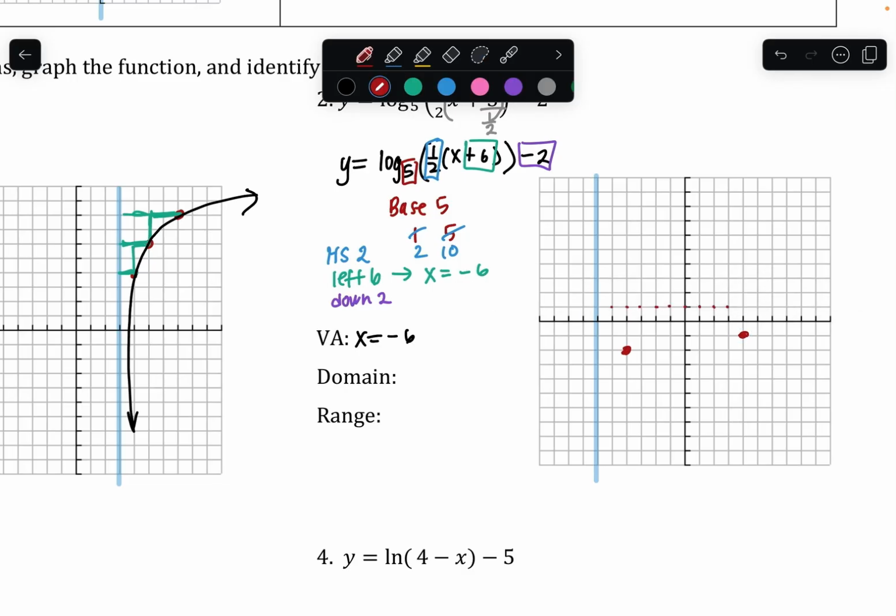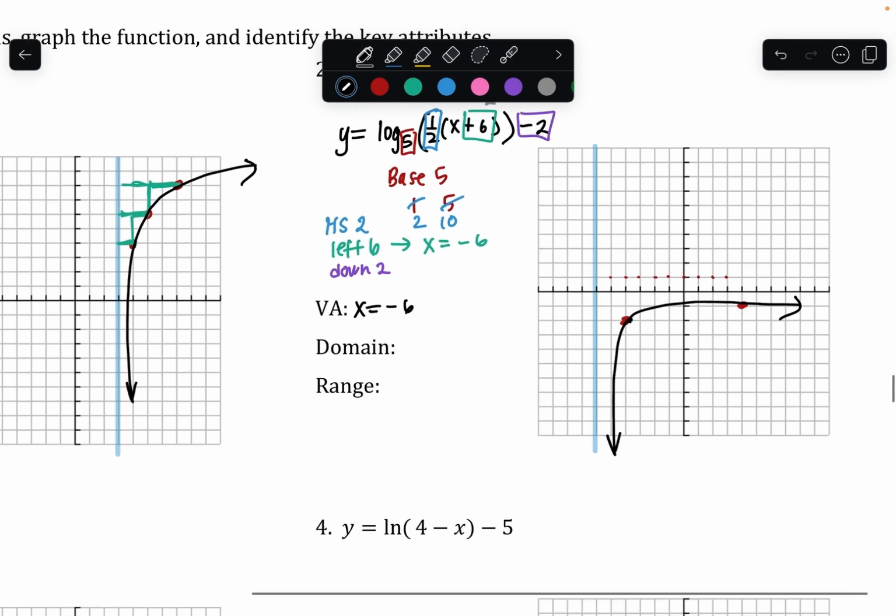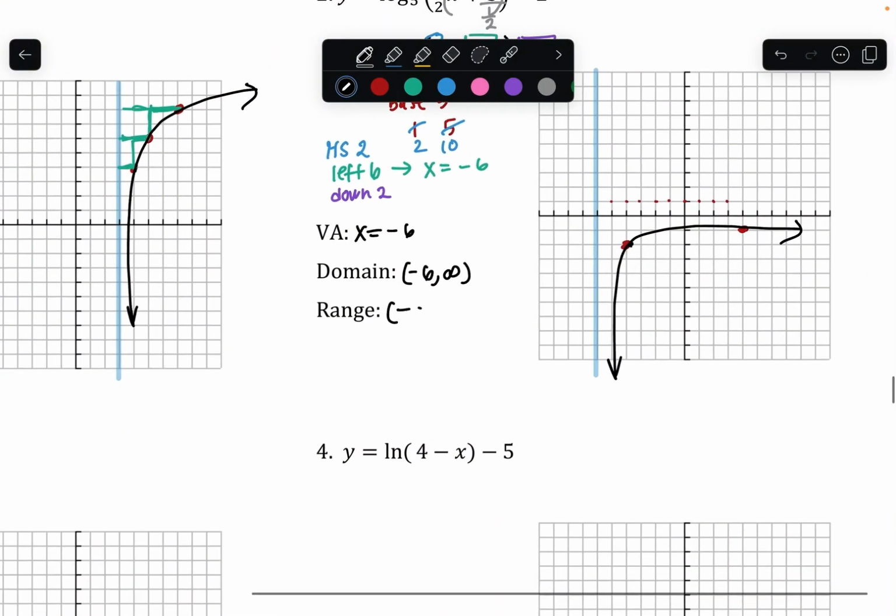Okay, so we've taken care of the horizontal stretch. The left 6 we did first, and then the down 2. So up to the right, kind of like square root, and then a tail down towards the asymptote. Okay, and so domain -6 to infinity because we're to the right of the asymptote, and then range all real numbers all the time.